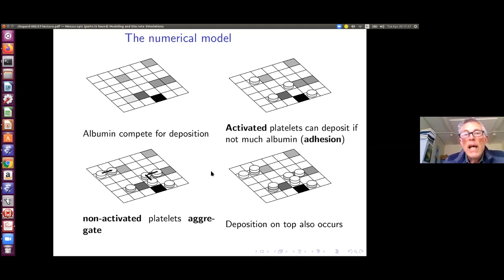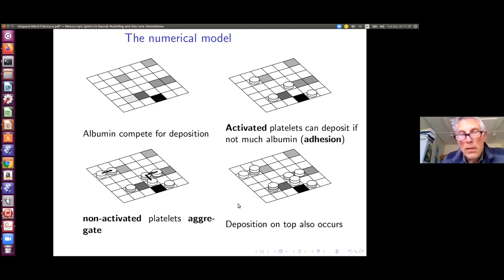And that's what we call adhesion. Adhesion is the deposition of activated platelets. And then non-activated platelets can actually deposit close to an activated one. So they basically make this cluster grow by depositing next to it, okay? And that's what we call aggregation. So aggregation is the formation of the cluster, and adhesion is the formation of the seed of the cluster. And what we also discovered is that we have to take into account a third dimension, the fact that platelets can pile up on each other.